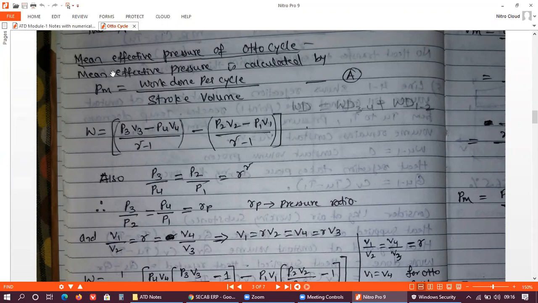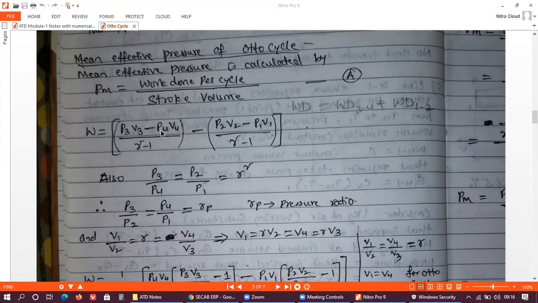So as you can see here, while deriving the mean effective pressure of an Otto cycle, the general definition for mean effective pressure is the ratio of work done per cycle to the stroke volume, right? So work done per cycle, as you can see, is during the process 3 to 4 and during the process 1 to 2. There are two work done processes taking place, and these are the expressions that we are directly implementing, which we have already discussed in your previous classes, right?